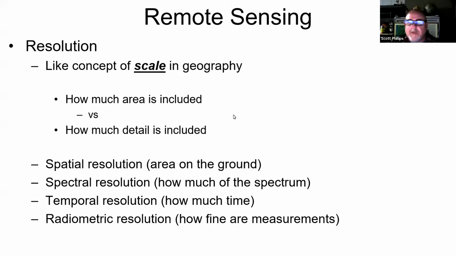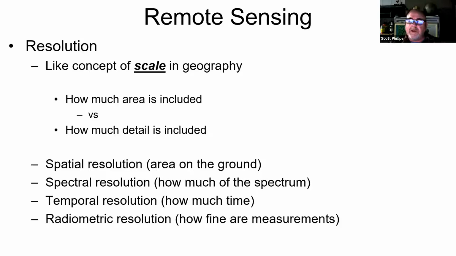Next, I'd like to talk for a moment about the concept of resolution in remote sensing, which is similar to the concept of scale in geography. And the trade-offs are things like how much area is included and how much detail is included. So oftentimes when you're collecting information remotely, there's trade-offs.